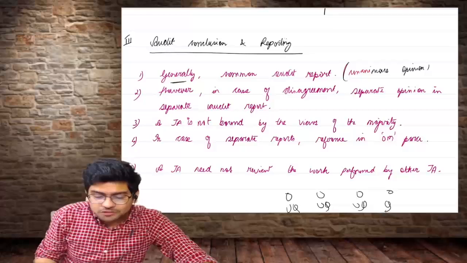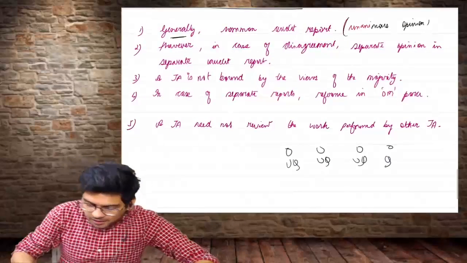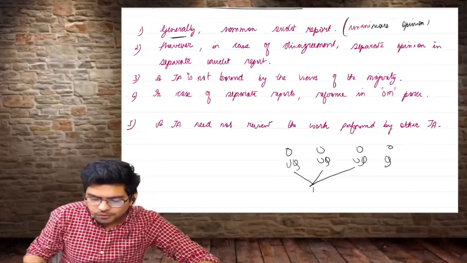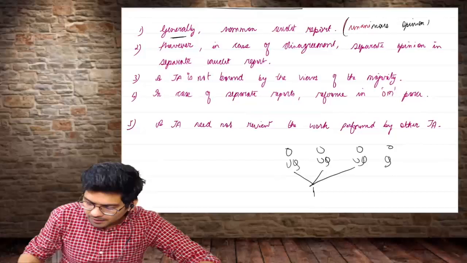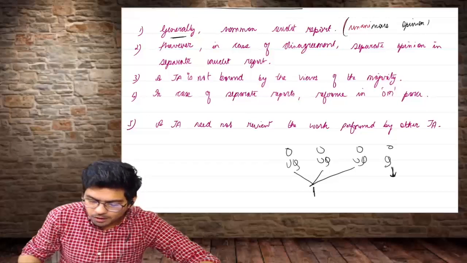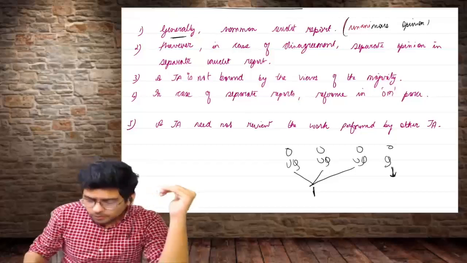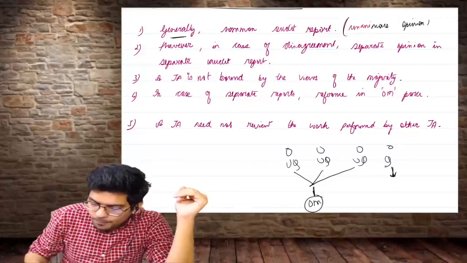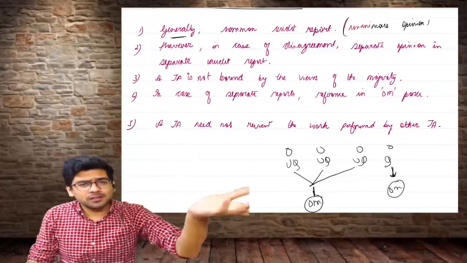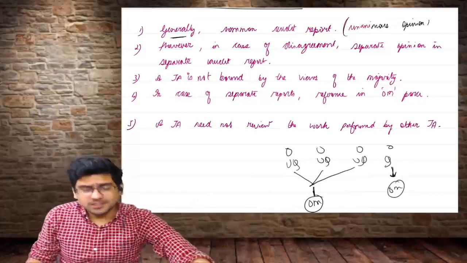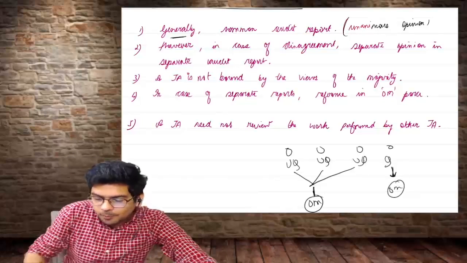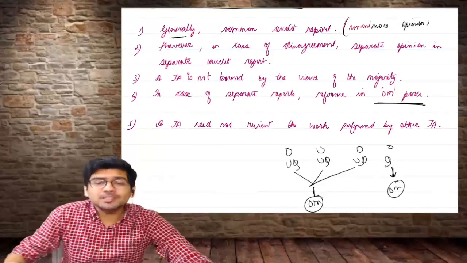And in case of separate reports, what is going to happen? Let's say these 3 together will give one report, and he is also going to issue one report. But now, because there are two audit reports, each of them needs to mention in their OM paragraph that there is one more report. So in case of separate reports, reference in OM paragraph. OM is other matter paragraph.